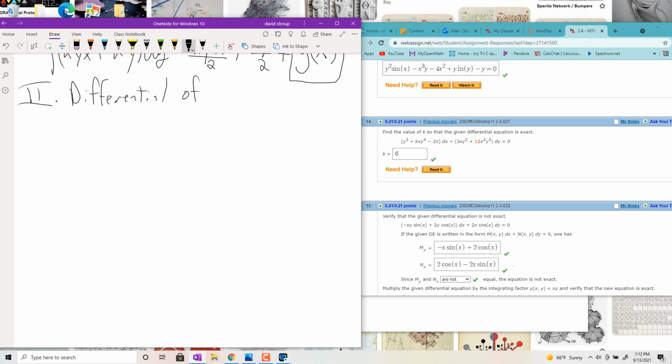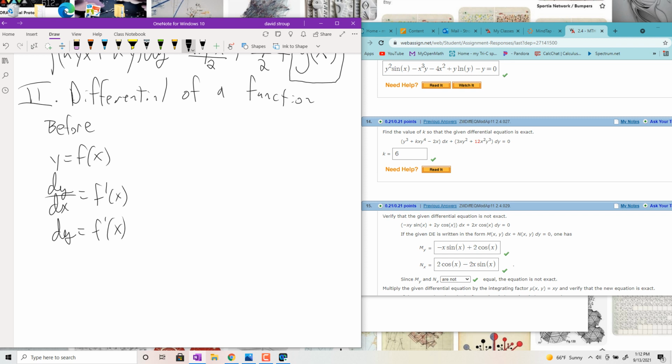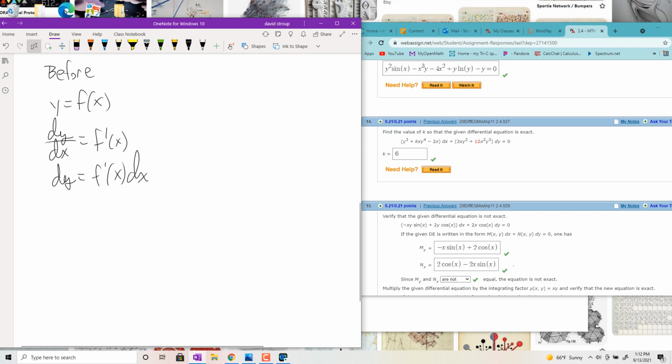Okay, differential of a function. In particular now we're looking at a function of 2 variables. So before in Calc 1 differential, how did that work? We had something like y equals f of x, and then you took the derivative dy with respect to dx equals f prime of x, right? But we could always rewrite this as dy equals f prime of x dx. This form is called the differential form, and probably geometrically that's where we can connect it to where you are going to be now.